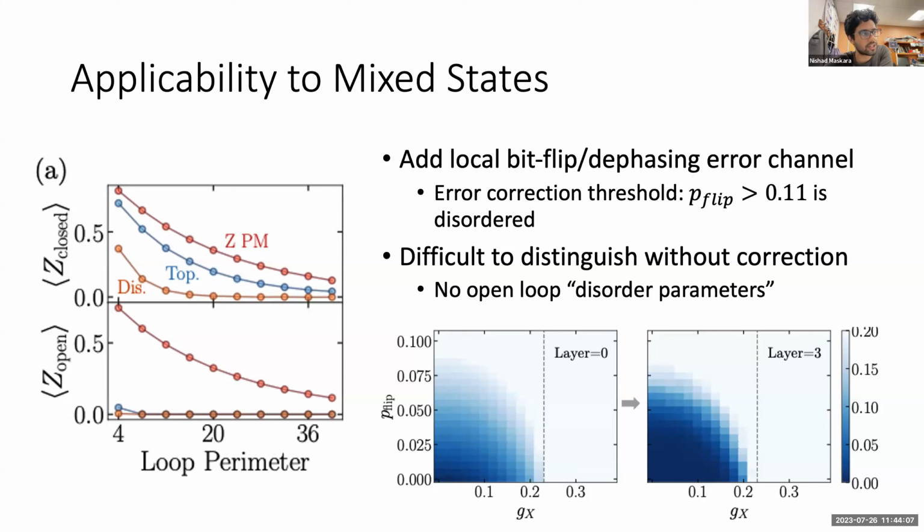Okay, so any questions about the effective bit flip, phase flip errors, and why the error correction approach provides some advantage over disorder parameters?